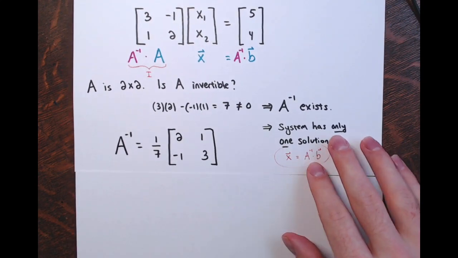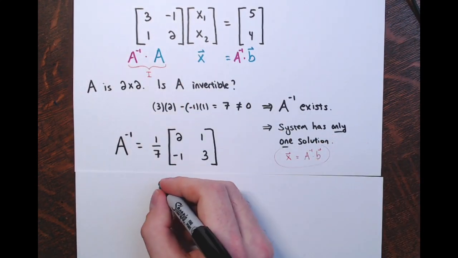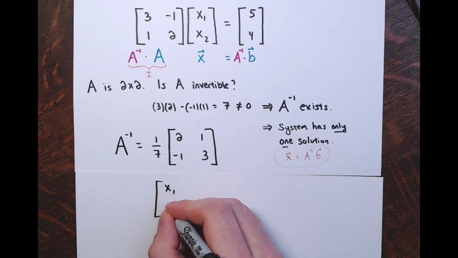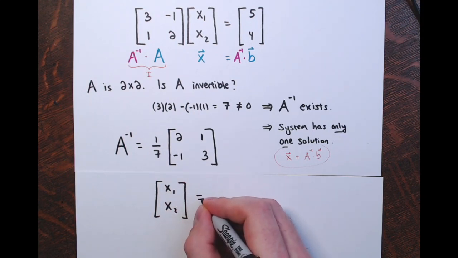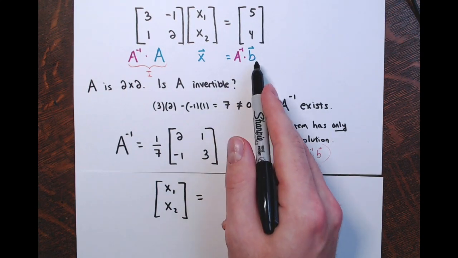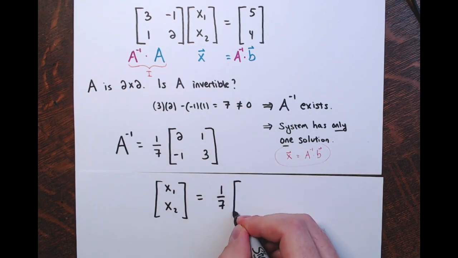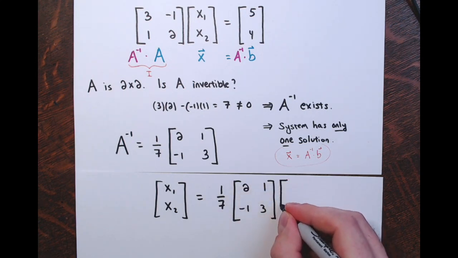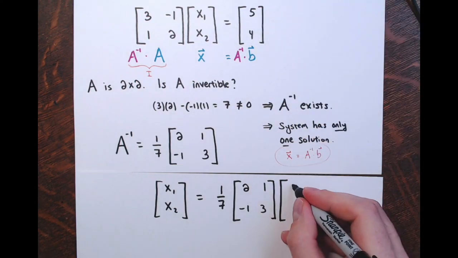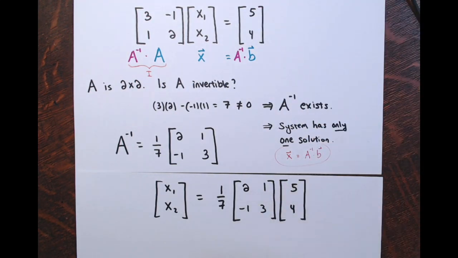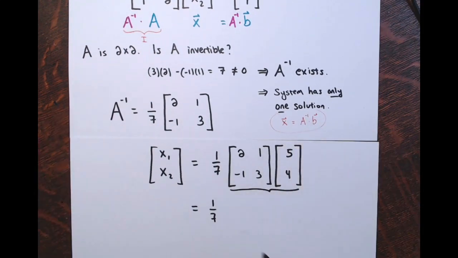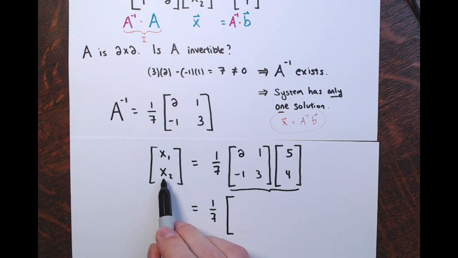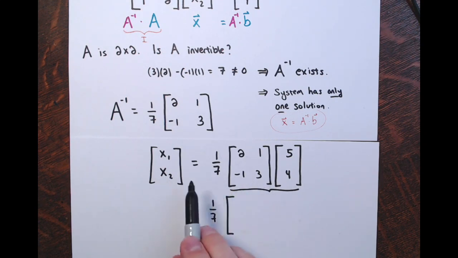So if I do that, I multiply both sides by A inverse on the left. We're going to get the variable matrix alone on the left side equals A inverse times B, 1/7 multiplied by the 2, 1, -1, 3 times B. The constant matrix there is 5, 4. And that's 1/7 times, if I multiply these two matrices here, now it's a 2 by 2 times a 2 by 1, so that'll be a 2 by 1. And it should be a 2 by 1 because this is a 2 by 1 on the left side. If they're equal, they should both be the same size.